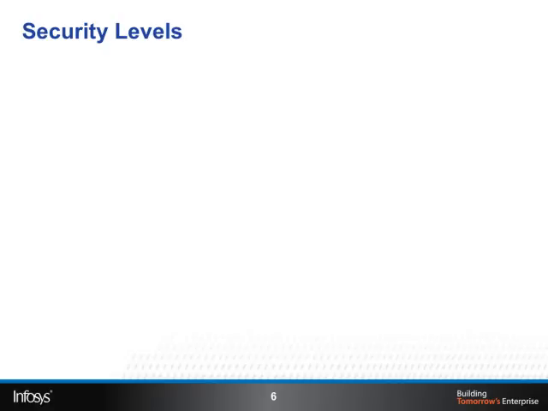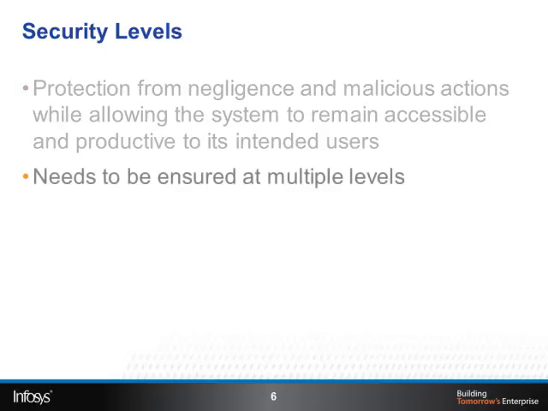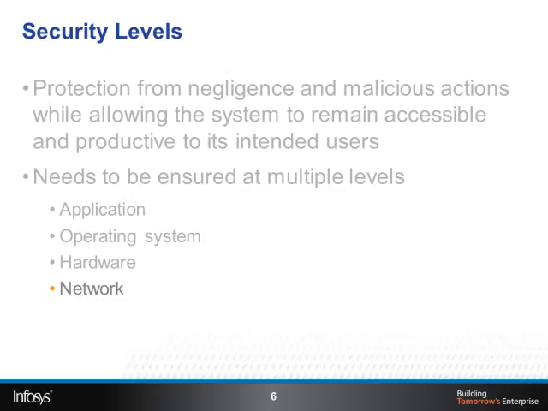The primary objective of computer security includes protection of information and property from theft, corruption or natural disaster, while allowing the information and property to remain accessible and productive to its intended users. Computer security needs to be implemented at multiple levels: application, operating system, hardware and network.